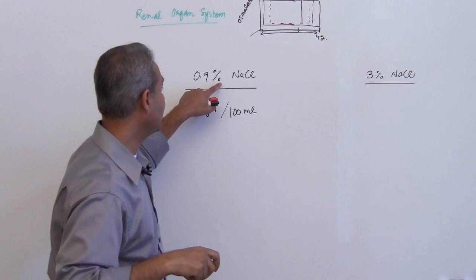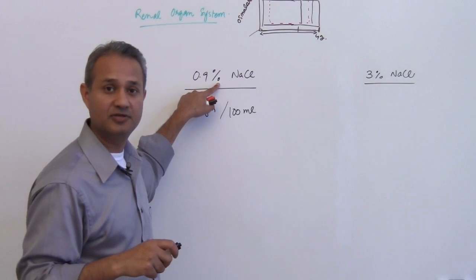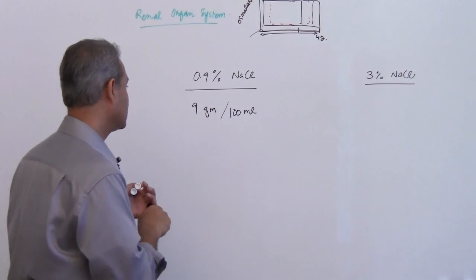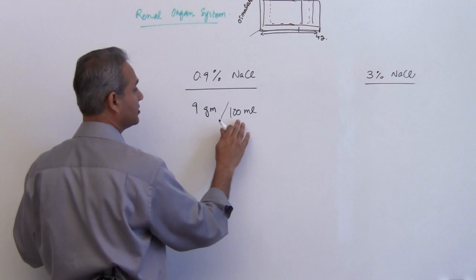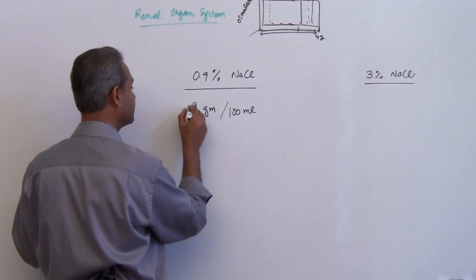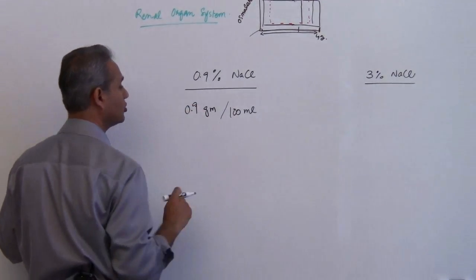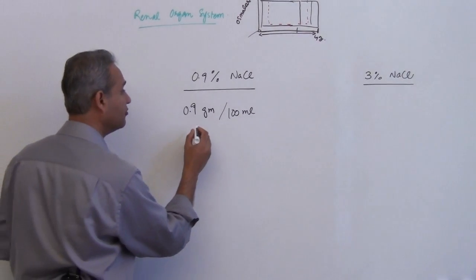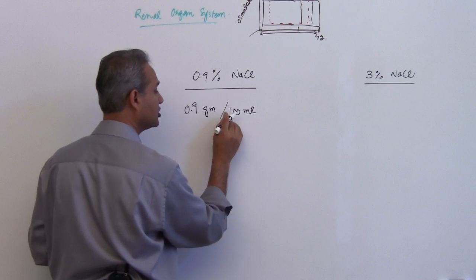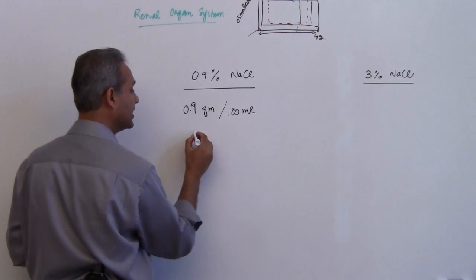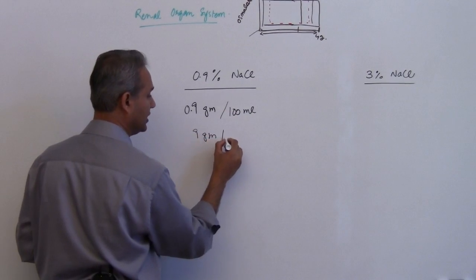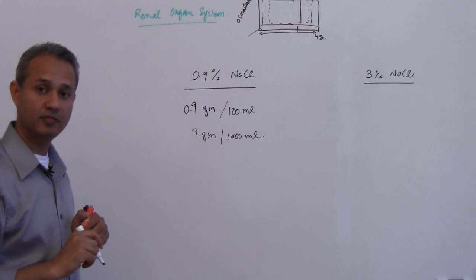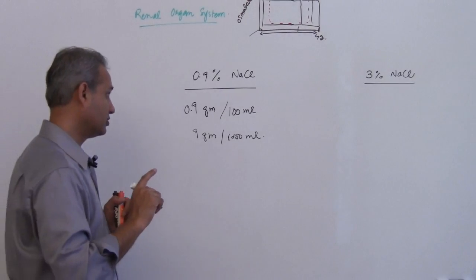So it is measured in milliliters. So 100 milliliter, right? So 9 gram, or would it be 0.9 gram? 0.9 gram per 100 milliliter. So you are right. If it is 0.9 in 100 milliliter, then that will mean 9 grams in 1000 milliliter. Right? So start reading this.